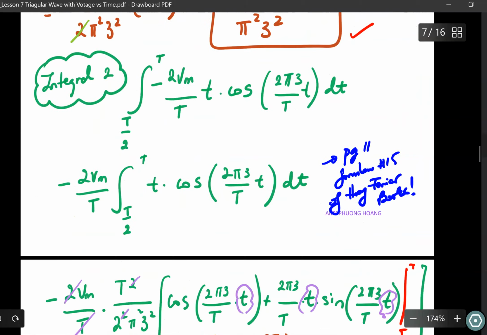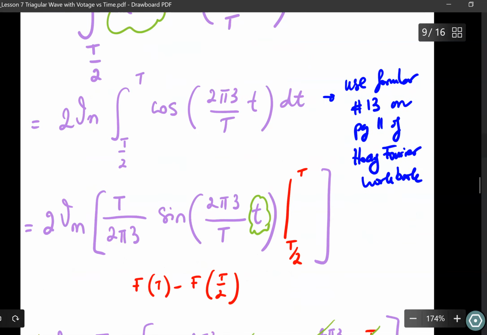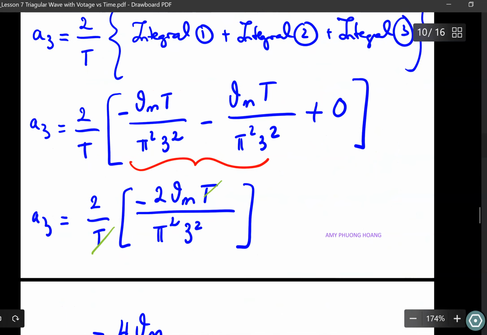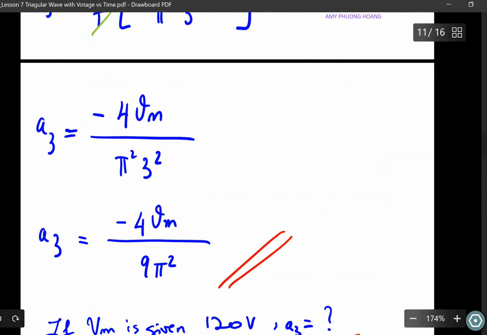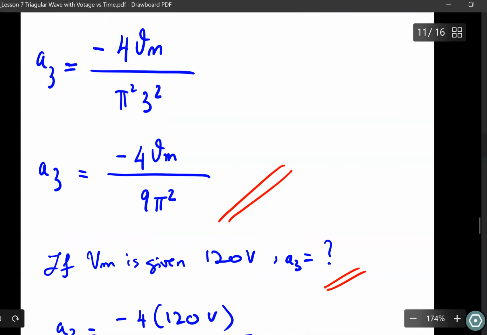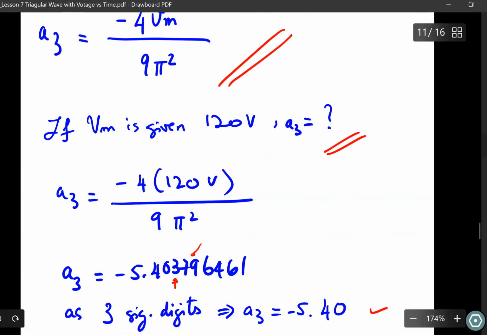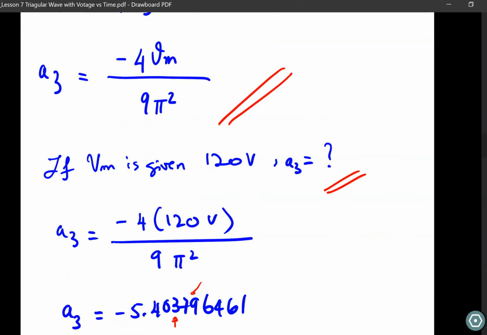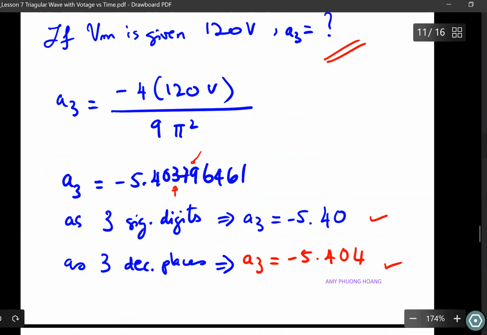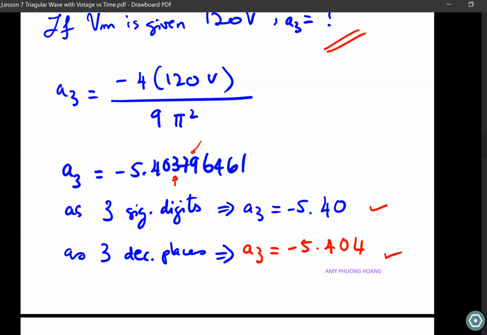And in the end, our answer is this, minus 4 Vmax over 9 pi squared. So if I give you the value for Vmax, such as 120 volts, then all you do is just substitute into this equation for A3, and then give me the numerical values. Okay, thank you everyone.